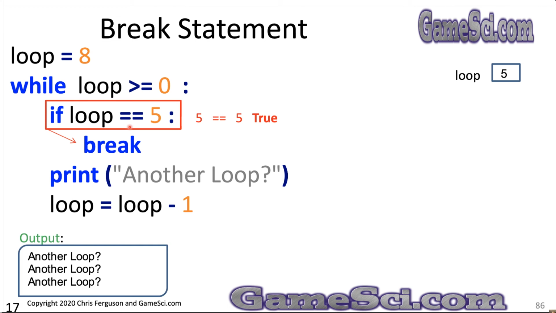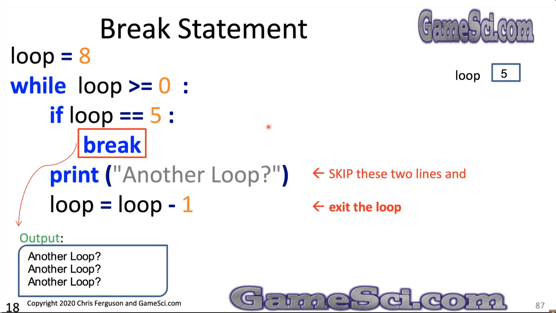However, if loop equals 5 now evaluates 5 equal 5, which is a true statement. When it's true, we will go inside the if statement and execute the code inside the if statement. And it's a break statement, and it literally means break out of the loop. When this line of code executes, we will break out of the loop and leave the loop. That means these two lines here and here, they skip. You're going to skip all the rest of the code in the loop and exit the loop.